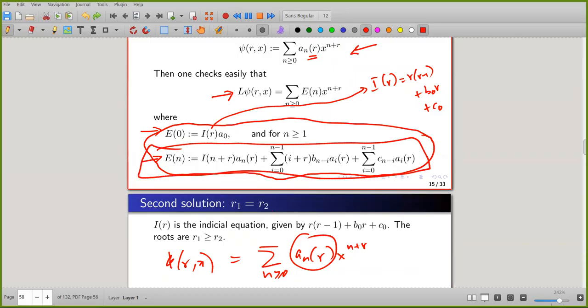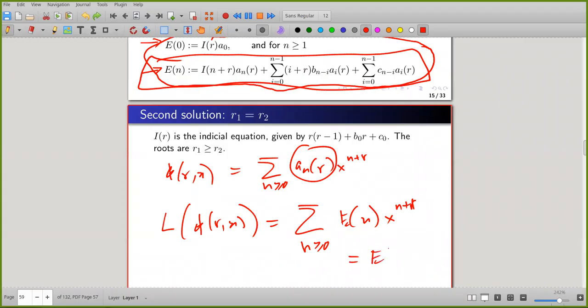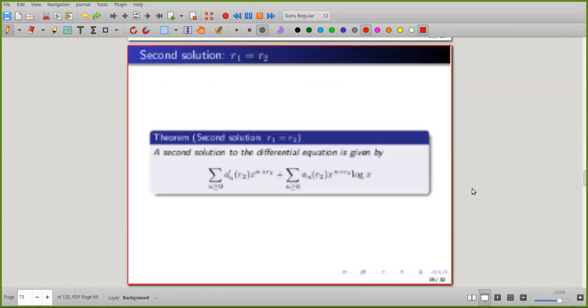Right? So now when I compute L of phi(r,x), what is this going to be? This is going to be the summation over n greater than or equal to 0 of E_n x^(n+r). But now by our definition of a_n(r), all these E_n's are going to be 0 for n greater than or equal to 1. So we are only going to remain with E_0 x^r. And E_0 is I(r) a_0(r), and a_0(r) we took to be 1. So I hope this is clear. Otherwise, you can ask me at the end of the class.